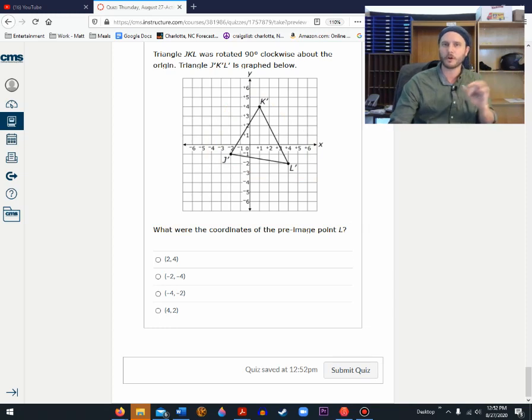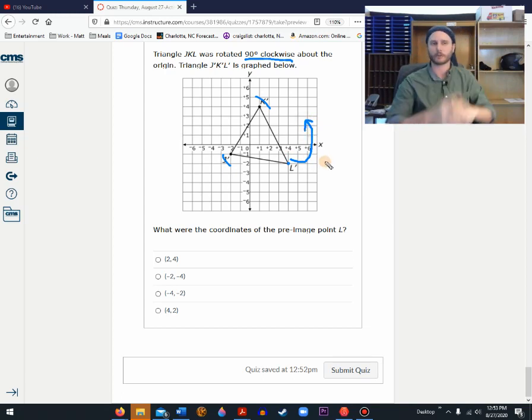So first of all, we don't care about K, we don't care about J. We only care about L. Second of all, L prime is not the original. This is what happens after it was rotated 90 degrees. So you actually have to do the reverse. It was already rotated 90 degrees clockwise. You need to redo that and send it back, going 90 degrees counterclockwise in order to solve this.